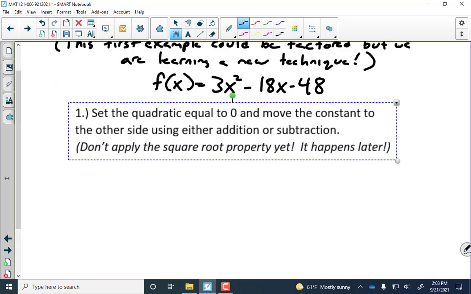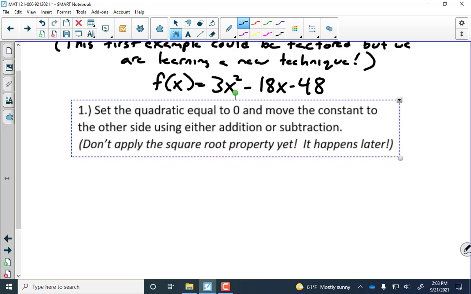And this first example is going to take a long time because I'm going to explain everything as we're doing it. But then as we get further and further along, we'll see that they actually don't take this long. The first thing you want to do is set your quadratic equal to 0 and move the constant to the other side using either addition or subtraction.